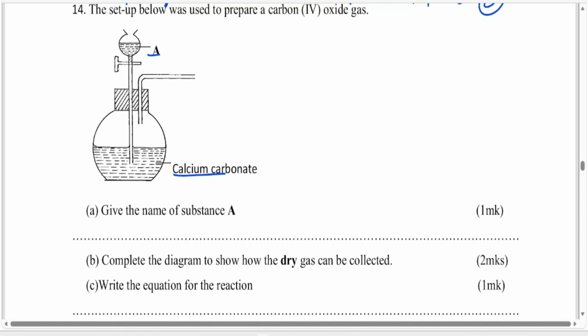And then we passed the collected gas through a base or an alkaline solution, which was sodium hydrogen carbonate, and then later through concentrated sulfuric acid, and then the gas was collected using downward delivery because the gas is denser than air. And therefore, if that is the case, we give the formula or the name of substance A. Substance A is dilute hydrochloric acid.